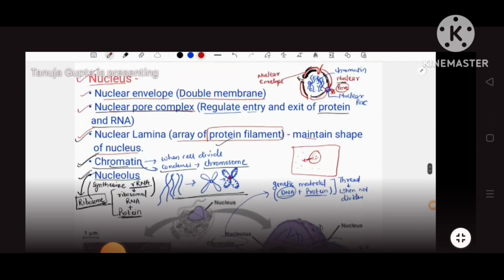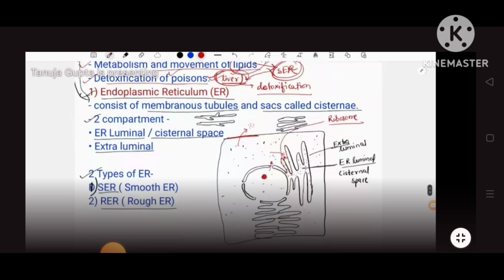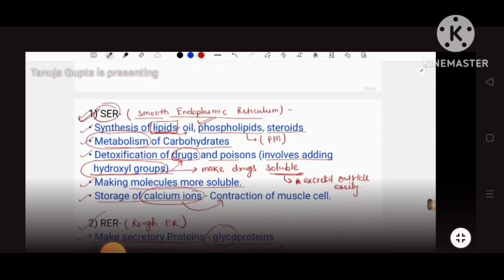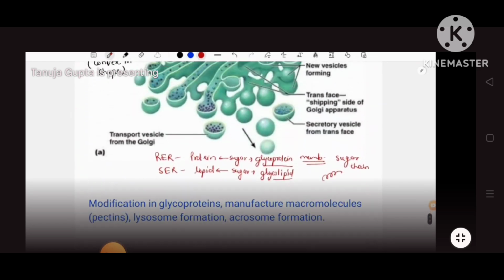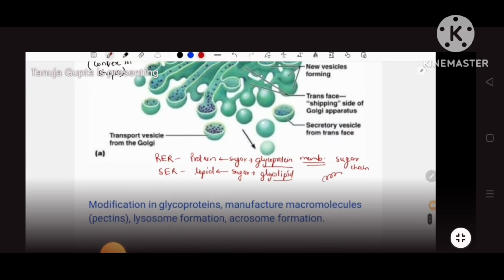Okay, so glycoprotein and glycolipid come together and ultimately make the plasma membrane, because plasma membranes consist of lipid and protein only, right? So the attachment of sugar to these protein and lipid respectively is called modification, okay? See, RER and SER are just making the protein and lipid. They are further converted into glycoprotein and glycolipid with the help of Golgi apparatus.